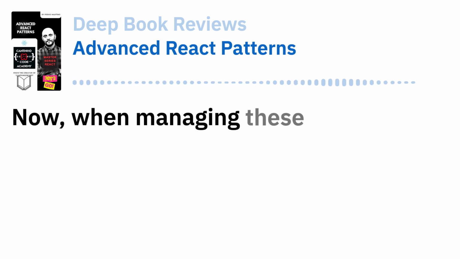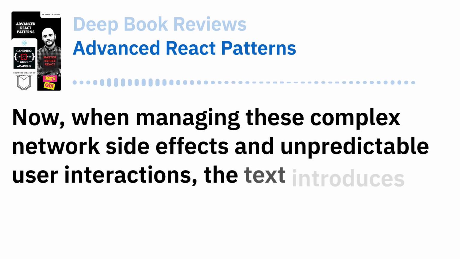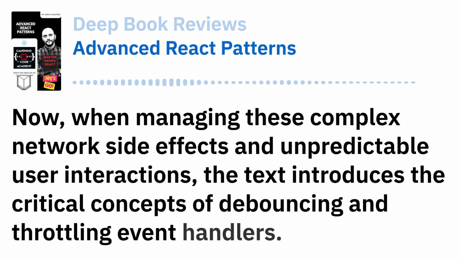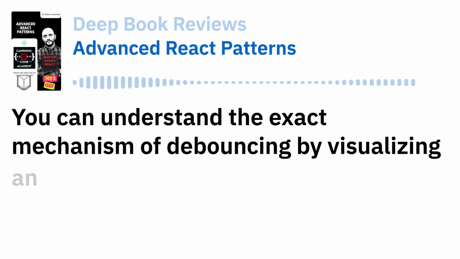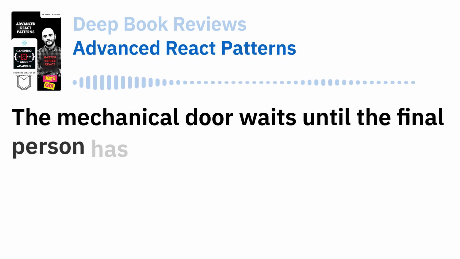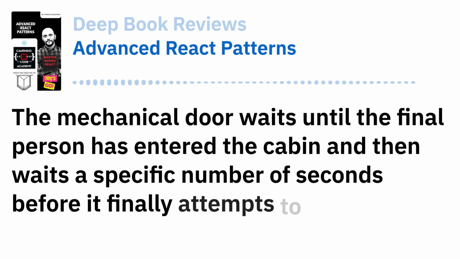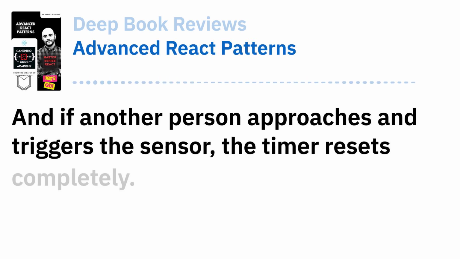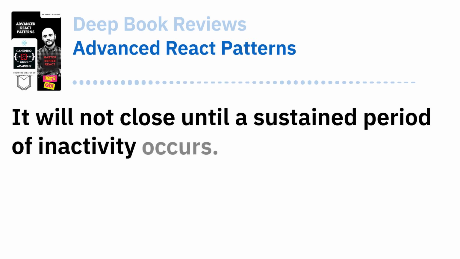Now, when managing these complex network side effects and unpredictable user interactions, the text introduces the critical concepts of debouncing and throttling event handlers. You can understand the exact mechanism of debouncing by visualizing an elevator door in a busy lobby. The mechanical door waits until the final person has entered the cabin, and then waits a specific number of seconds before it finally attempts to close. And if another person approaches and triggers the sensor, the timer resets completely. It will not close until a sustained period of inactivity occurs.